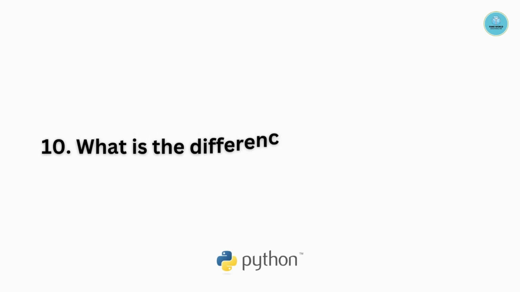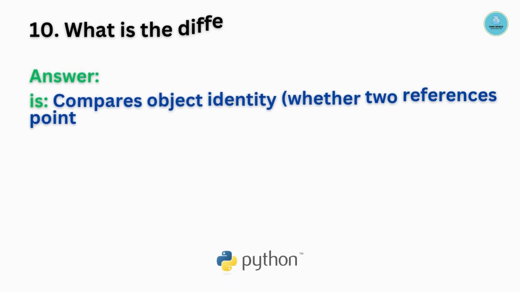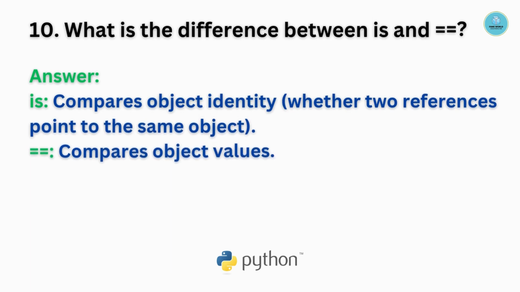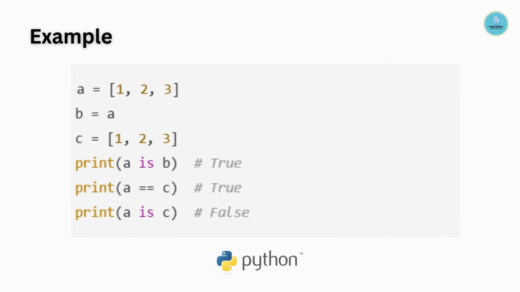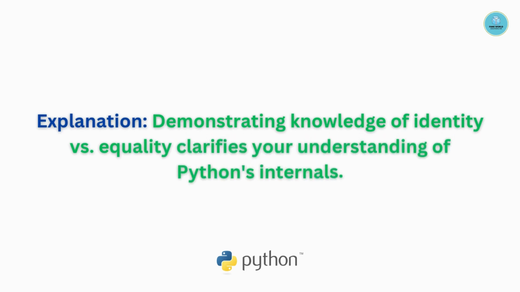Question 10. What is the difference between is and double equal? Is compares object identity, whether two references point to the same object. Double equal compares object value. Example is as follows. Demonstrating knowledge of identity versus equality clarifies your understanding of Python's internals.